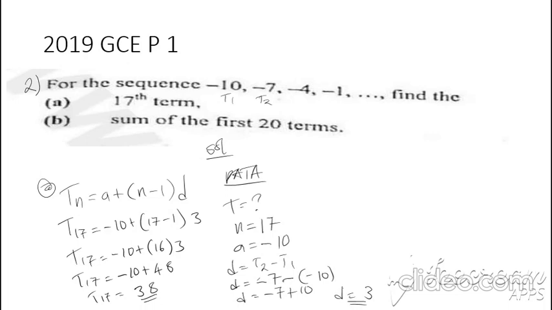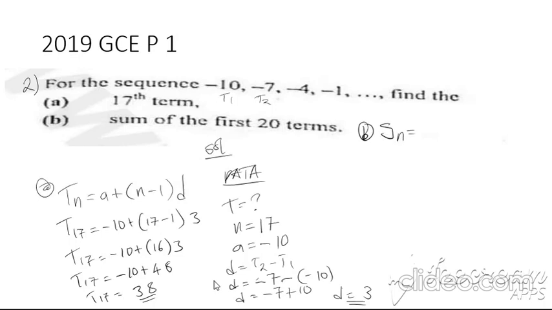As simple as that. Now B is saying find the sum of the first 20 terms. So first and foremost, what's the formula for the sum? Sum is equal to n over 2 times open bracket 2a plus n minus 1 times the common difference, close brackets. Here, what has changed is only the nth term, which is going to be 20. For the first term and the common difference, we're going to use the same values that we used in A.